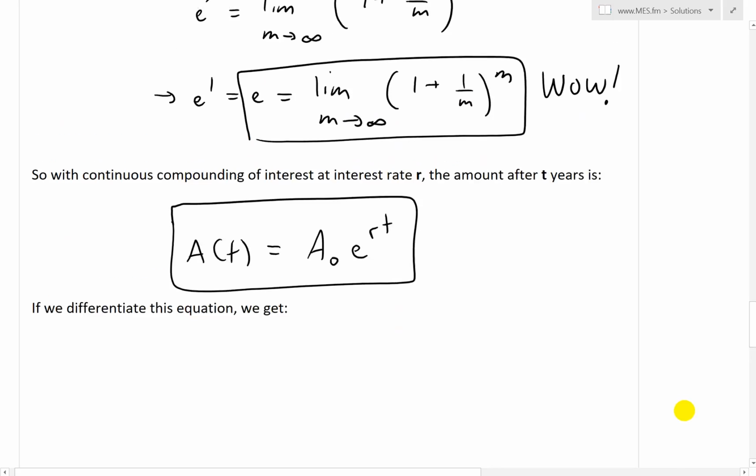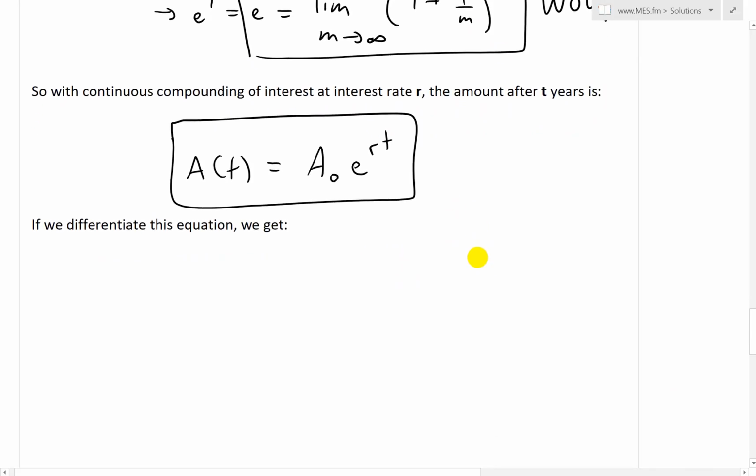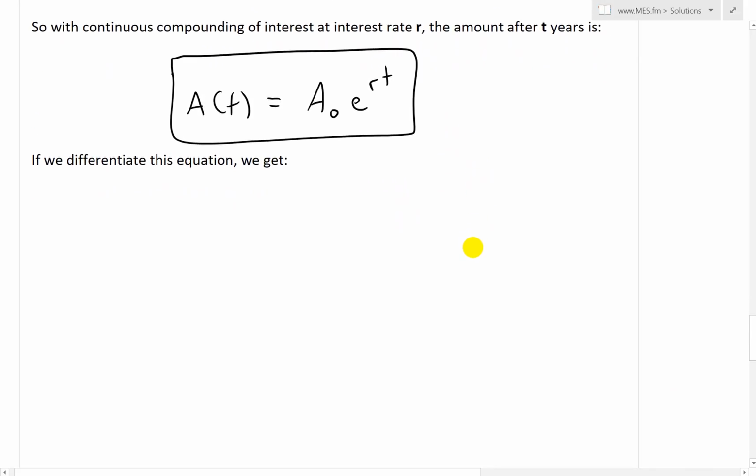Yeah, so what's amazing about this is, now that we have this formula, notice how it's the exact same form as what we've gone over in our differential videos in these past few weeks. So if we were to differentiate this equation, in other words, take the derivative, that's just going to be dA over dt, the derivative in terms of time. This equals, we have this A0.